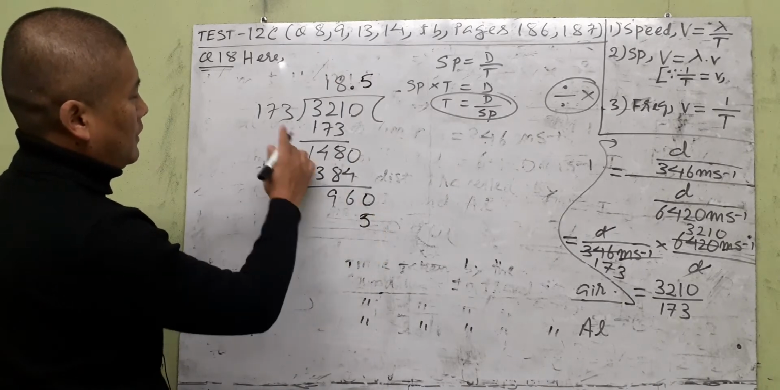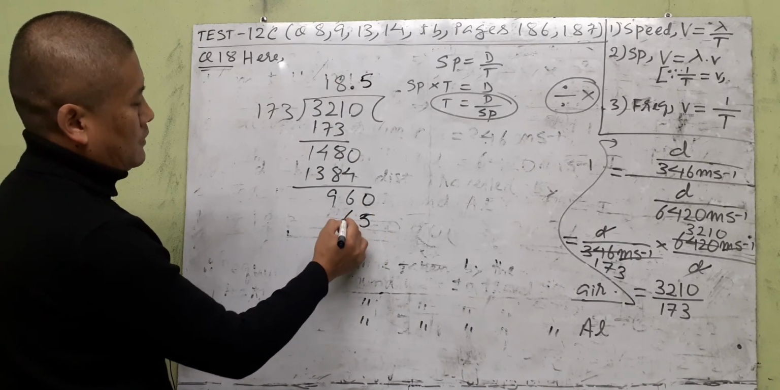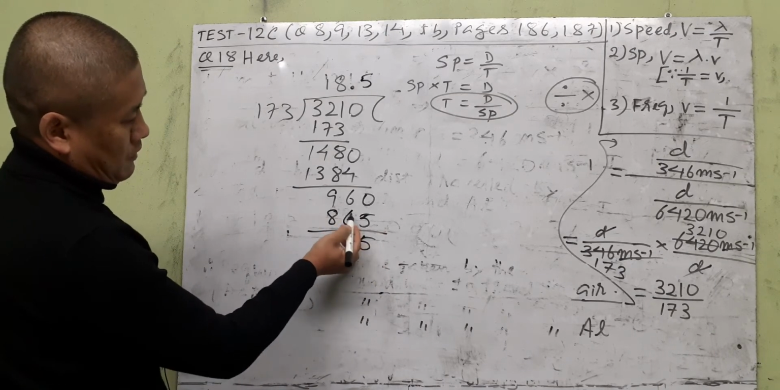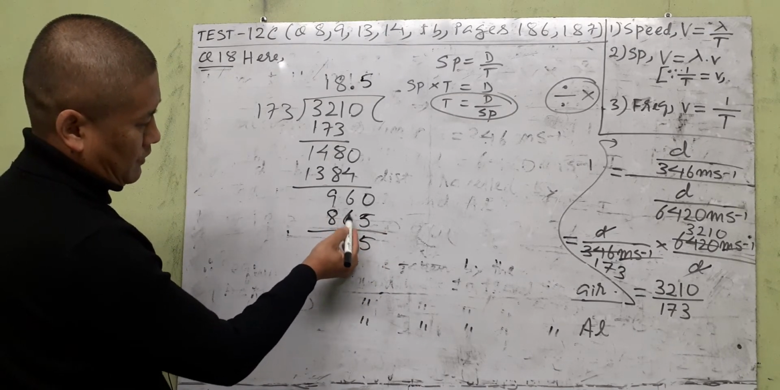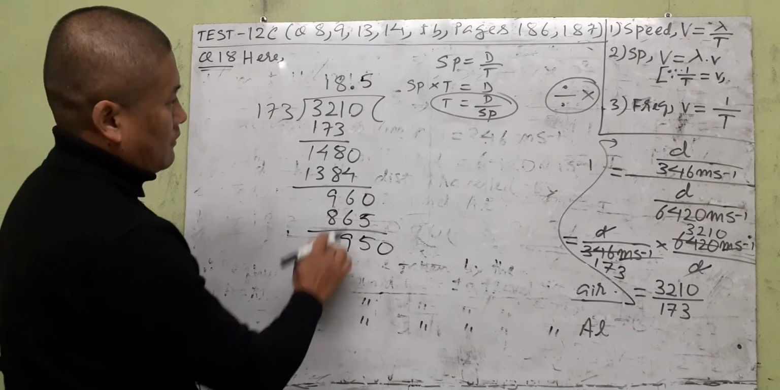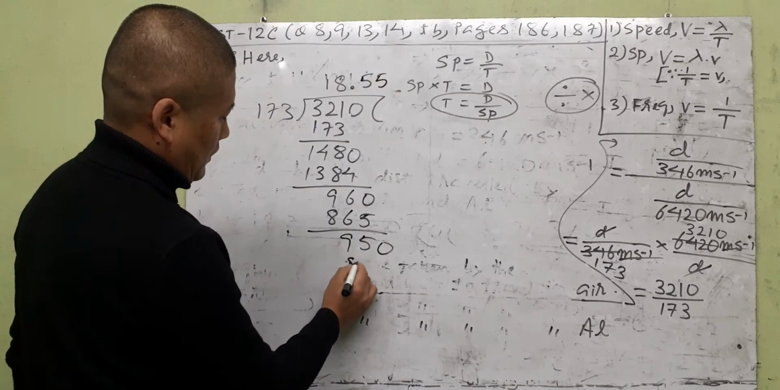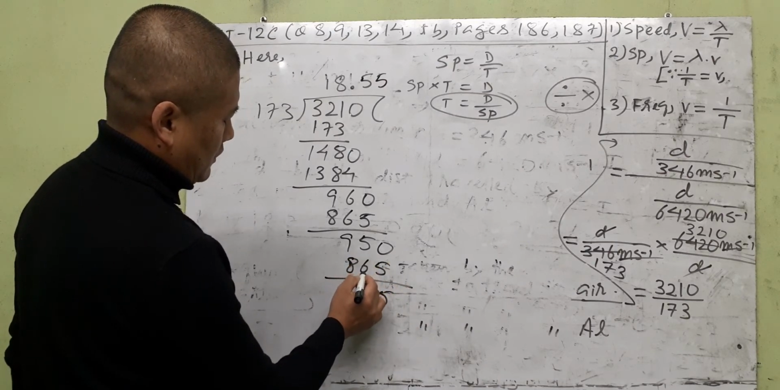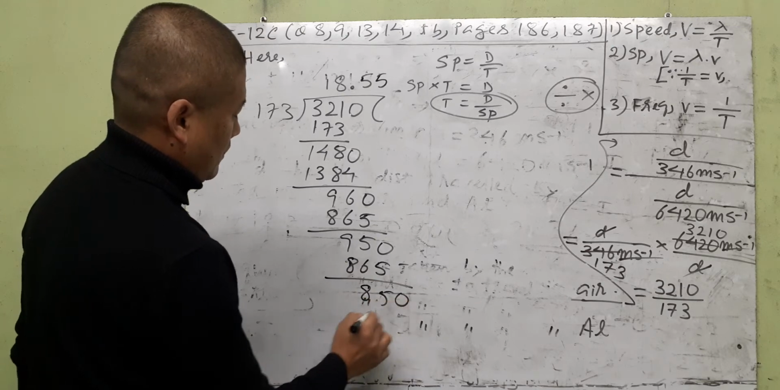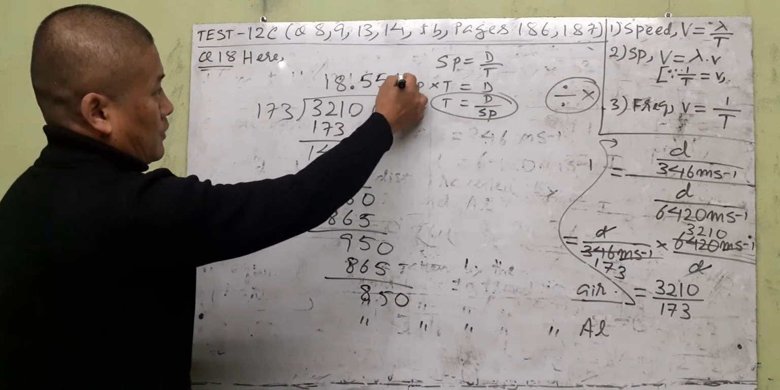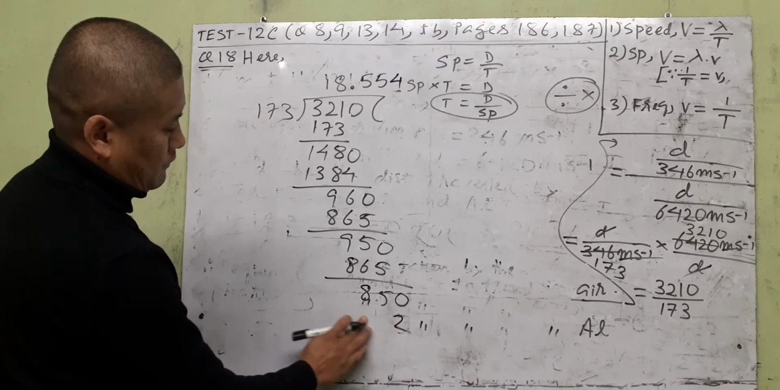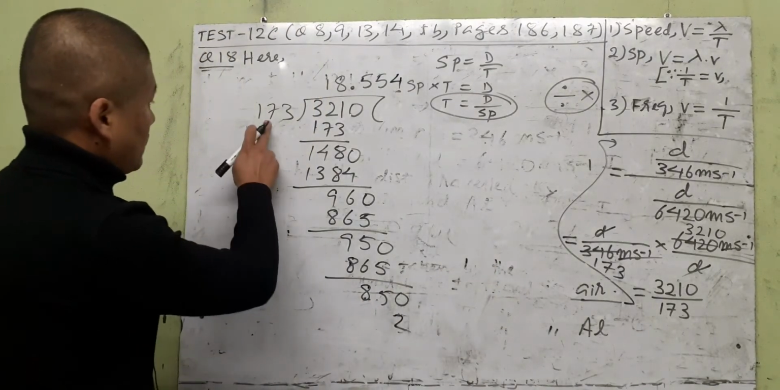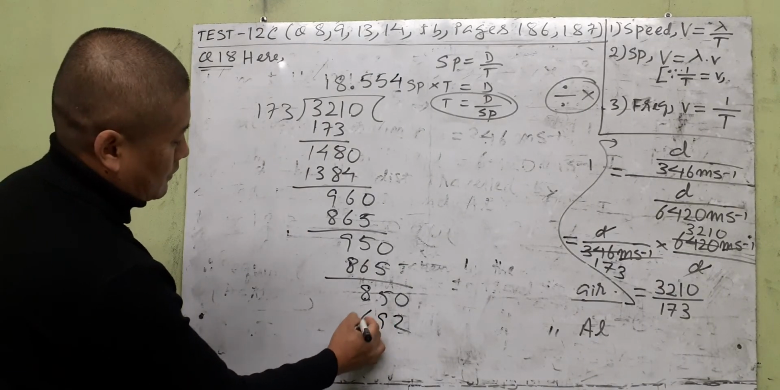5 3s are 15. 5 7s are 35, 36. 5 1s are 5, 8. 5 remain. Then 1 is taken from here, so 15 minus 6, 9. Again 5 will go, so 865 again. 5, then here 1, 14 minus 6, 8. So 4 will go. 4 3s are 12. 4 7s are 28, 29. 4 1s are 4, 5, 6.